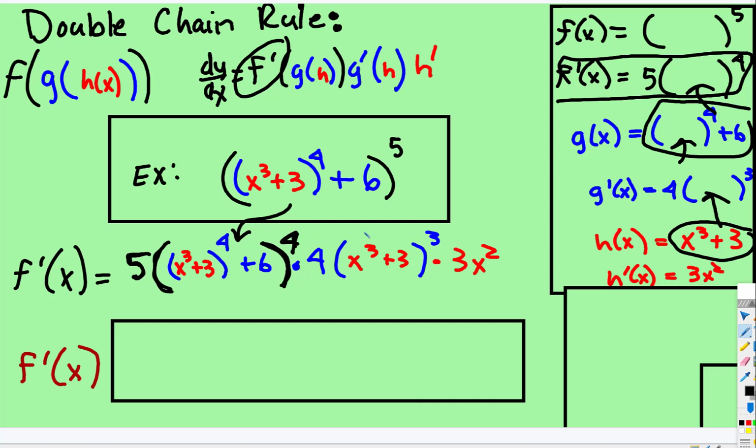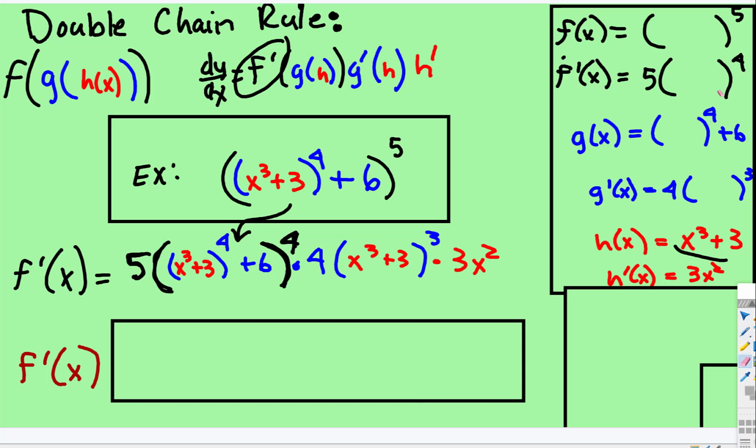Then we're going to multiply it by the derivative of the g. Remember what the g was? The g was stuff to the fourth plus 6. Its derivative was 4 stuff to the third. So now that derivative is right here. Whoops, let me change that to blue. 4 stuff to the third.